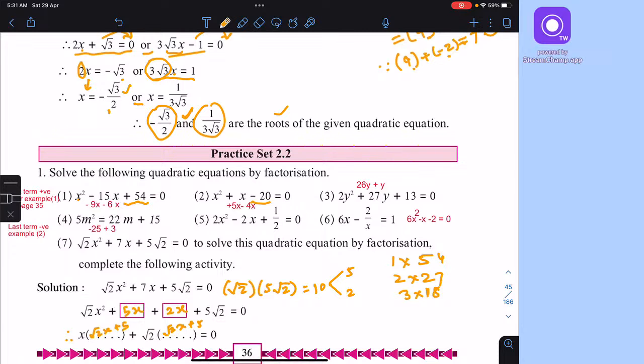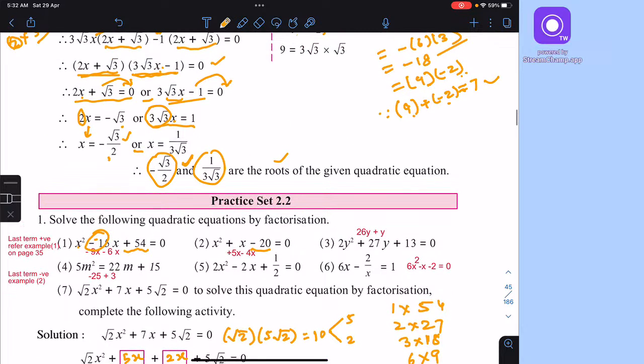Then 4 is not dividing, 5 is not dividing, 6 into 9. So these are the possible factors of 54. And we want middle term minus 15x. So when the last term is positive, remember this, you want the factors having the same sign as the middle term.